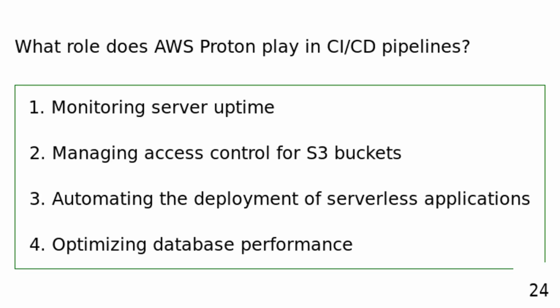What role does AWS Proton play in CI/CD pipelines? Monitoring server uptime. Managing access control for S3 buckets. Automating the deployment of serverless applications. Optimizing database performance.